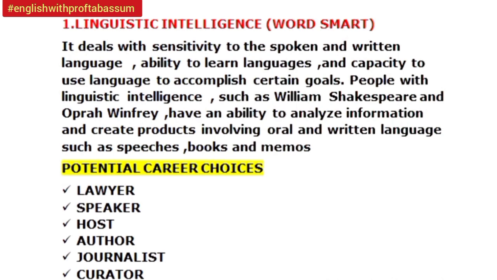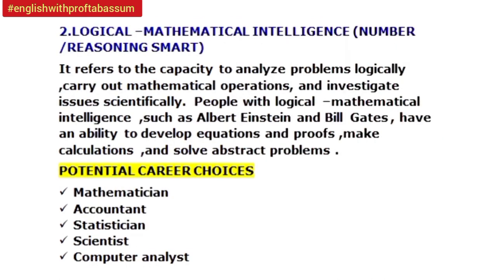People with linguistic intelligence also have the ability to analyze information. They're able to analyze the information, they're able to create products, they're able to involve oral and written language, for example, speeches, books, and memos. Examples of linguistic intelligence are William Shakespeare and Oprah Winfrey. The people who are word smart can have a career as a lawyer, speaker, host, author, journalist, or as a curator.